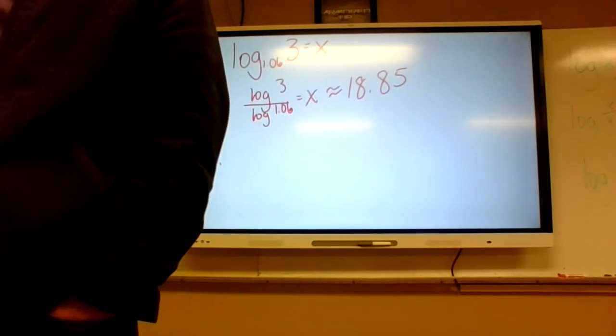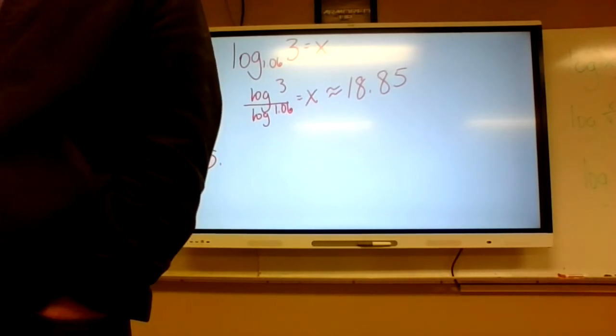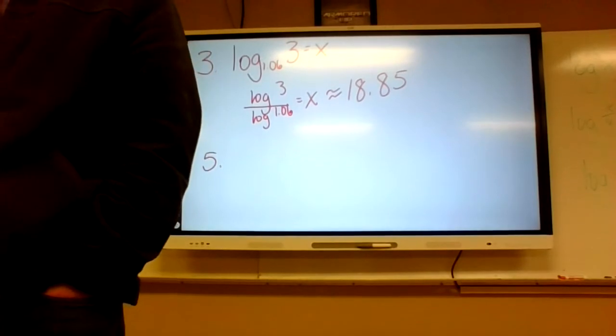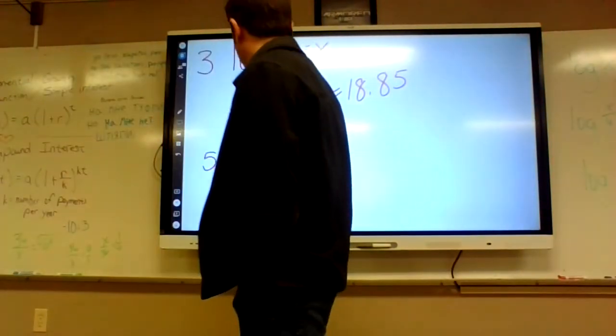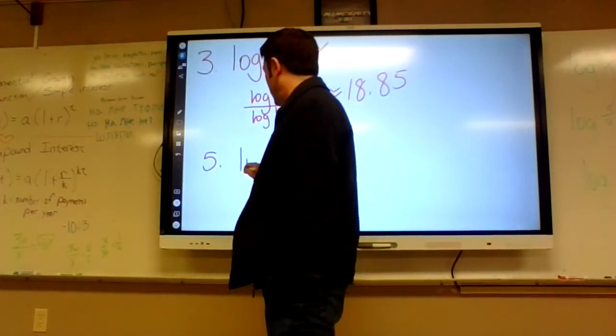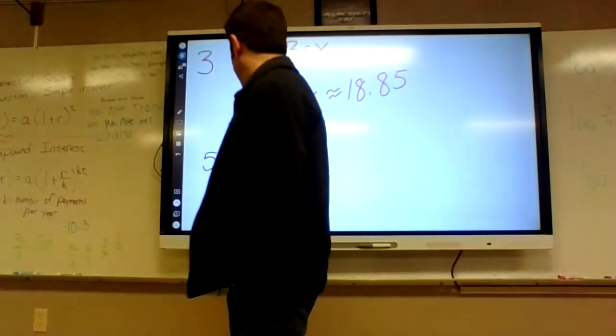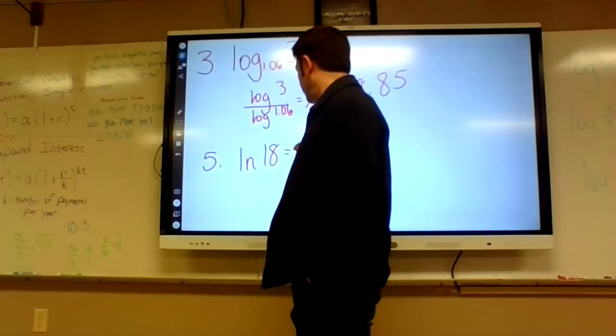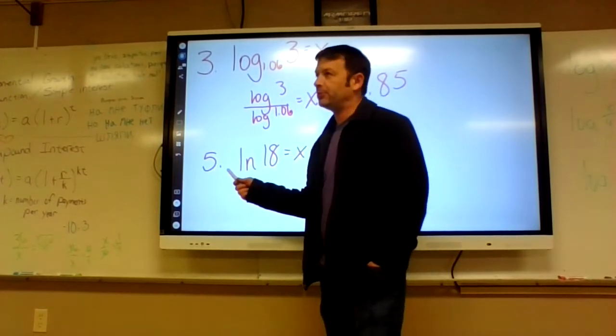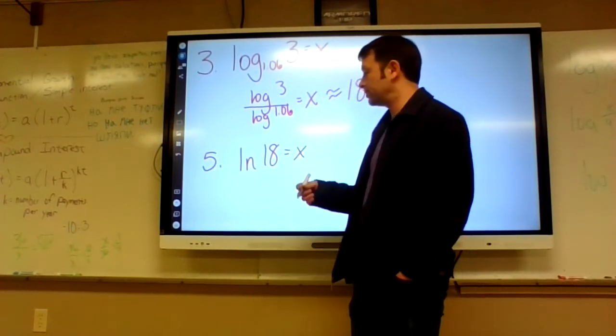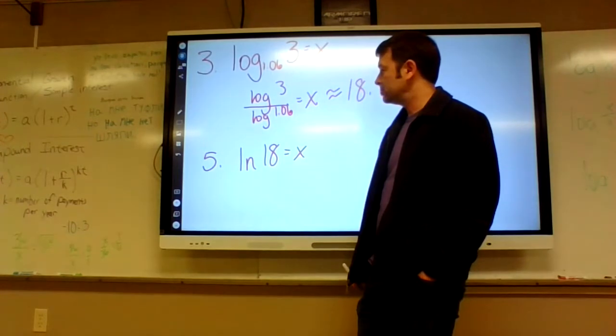Just keep moving. Okay, on number 5, how could I write that as a log function? Right, instead of log base e, that would just be natural log. So is it just natural log of 18 equals x? Yeah, so your calculator should have a natural log button, so you can just plug in a natural log. How do you do it? I got 2.89.